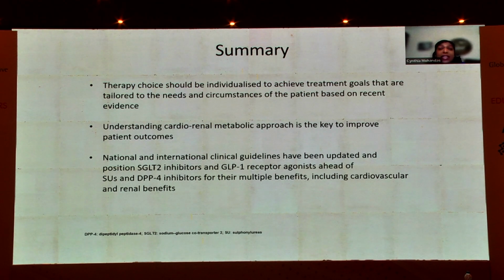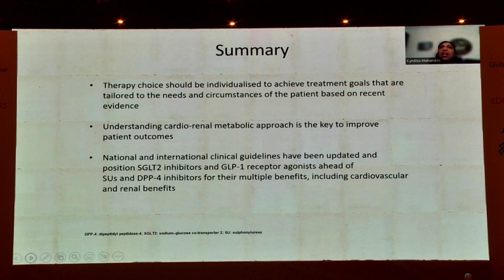And it is not limited, as we know, to the diabetologist. SGLT2, as you know, is already used by our renal physicians, independent of diabetes, and it's also used by cardiologists for heart failure. So everybody needs to know the side effects of the drugs, the doses of the drugs, and on which patient groups to use. And obviously now, finally, the world has caught up, and national and international clinical guidelines have been updated and position SGLT2 inhibitors and GLP-1 agonists ahead of sulfonylureas and DPP4 for their multiple benefits, as already outlined in this talk, including cardiovascular and renal benefits.